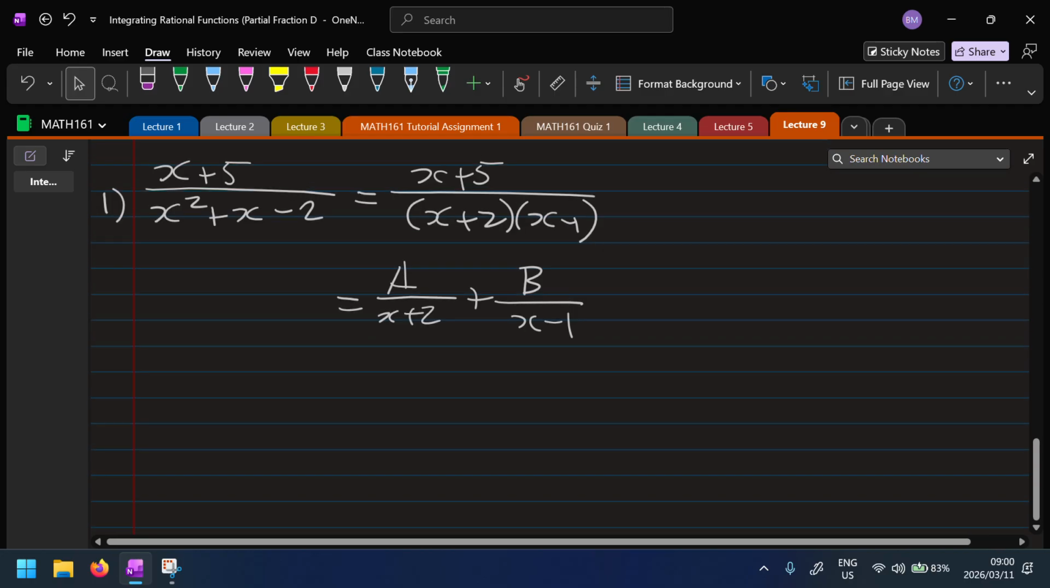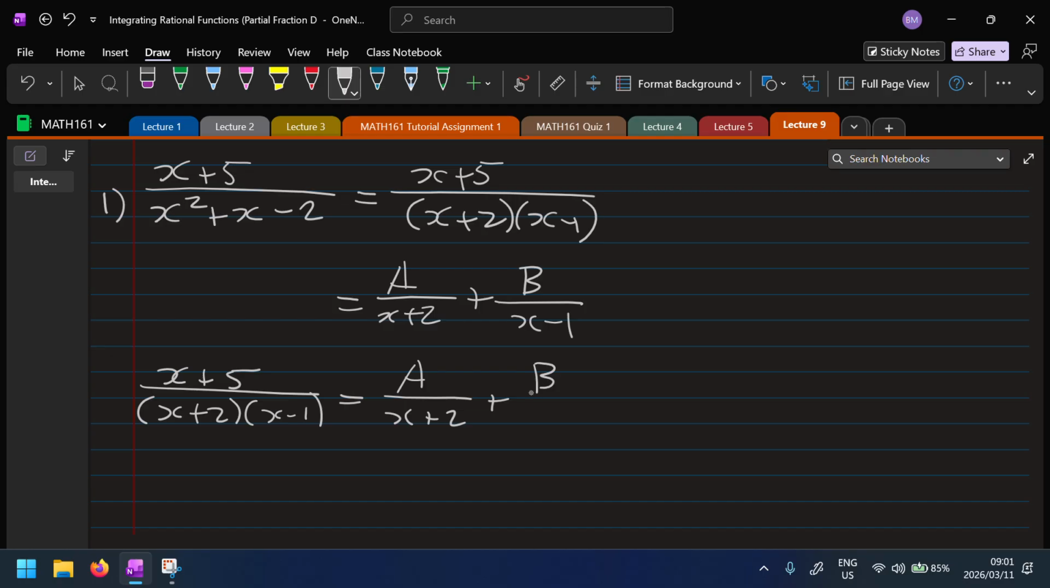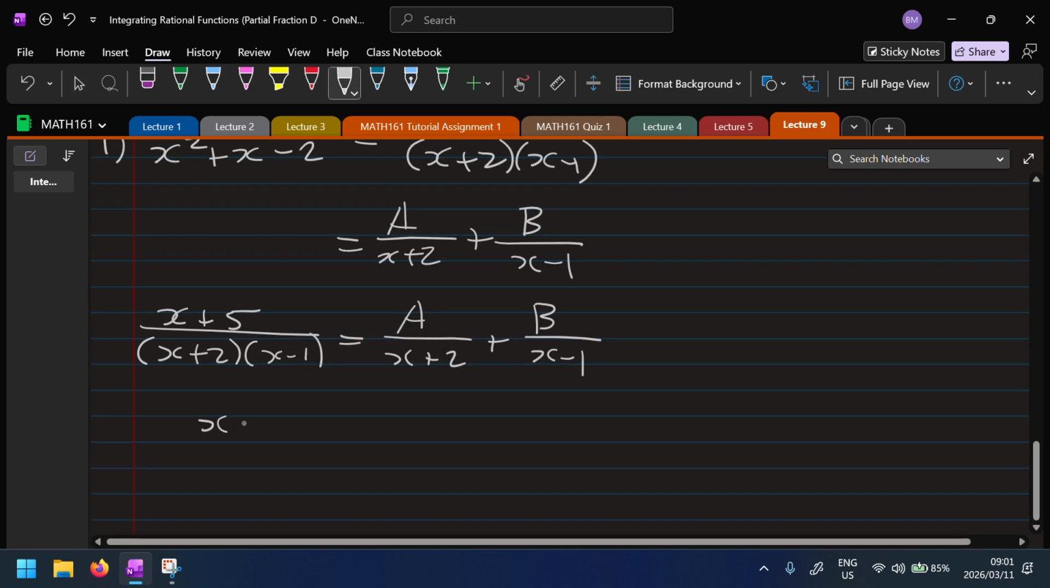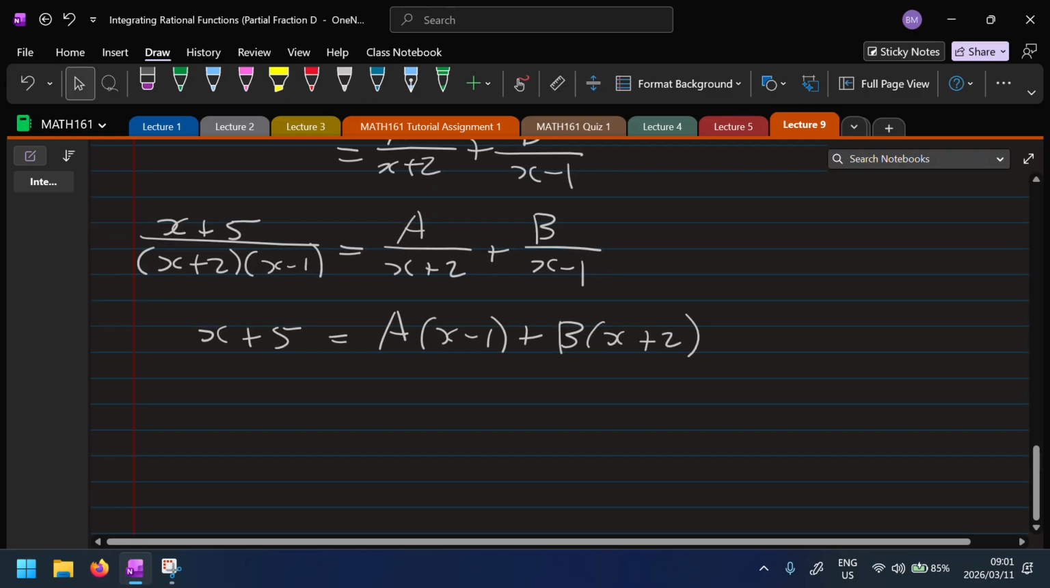Yeah, so solving for a and b. So we're going to have x plus 5 over the factored bottom is equal to this decomposition. Now we're going to clear the denominator. We just cross multiply there. So we're going to have x plus 5 is equal to a times (x minus 1) plus b times (x plus 2). Okay. And this is where the two methods split up.